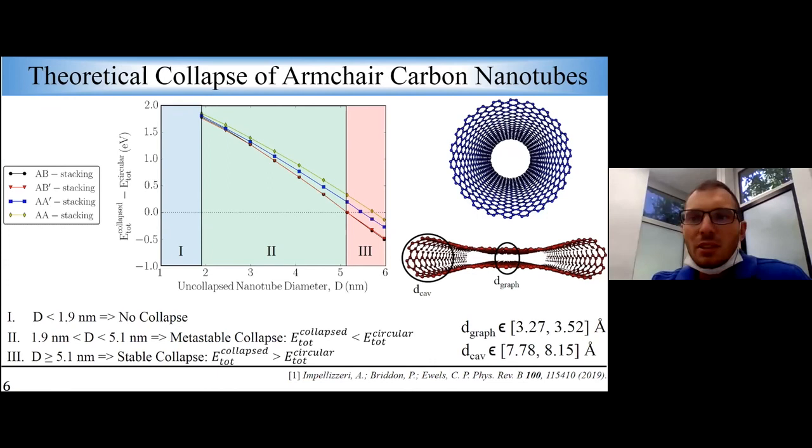But of course, an important question in this context would be: what is the benefit of considering and producing this novel class of carbon nanotubes? So that's why we started to study the corresponding electronic properties.